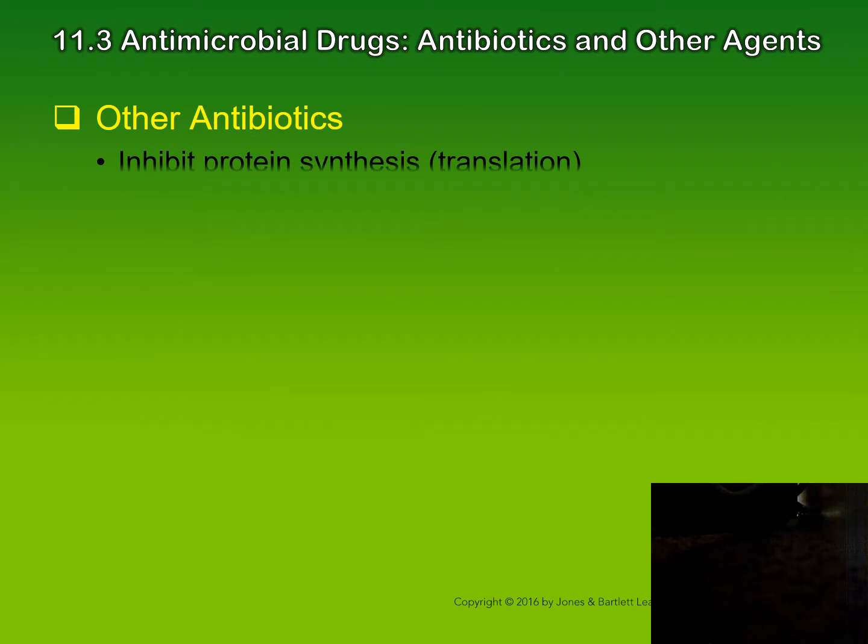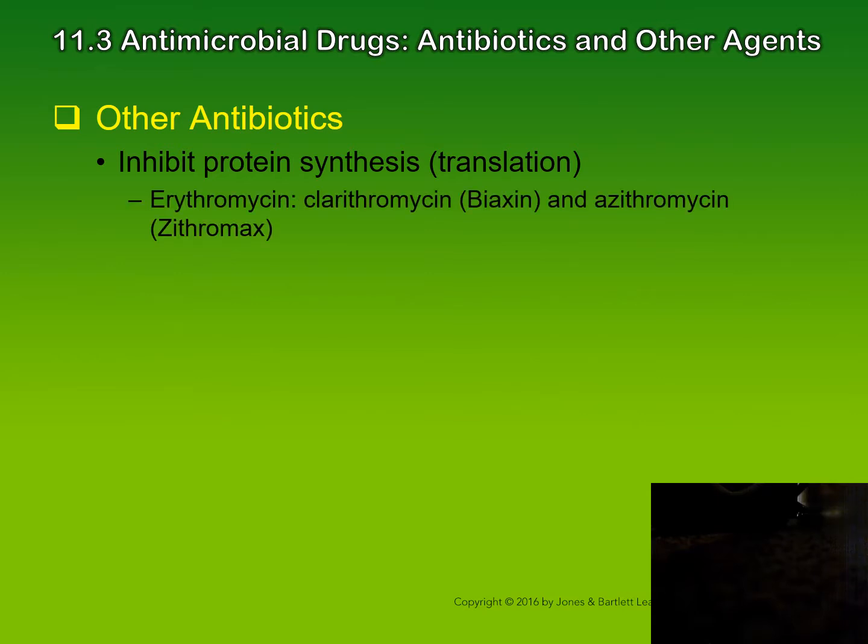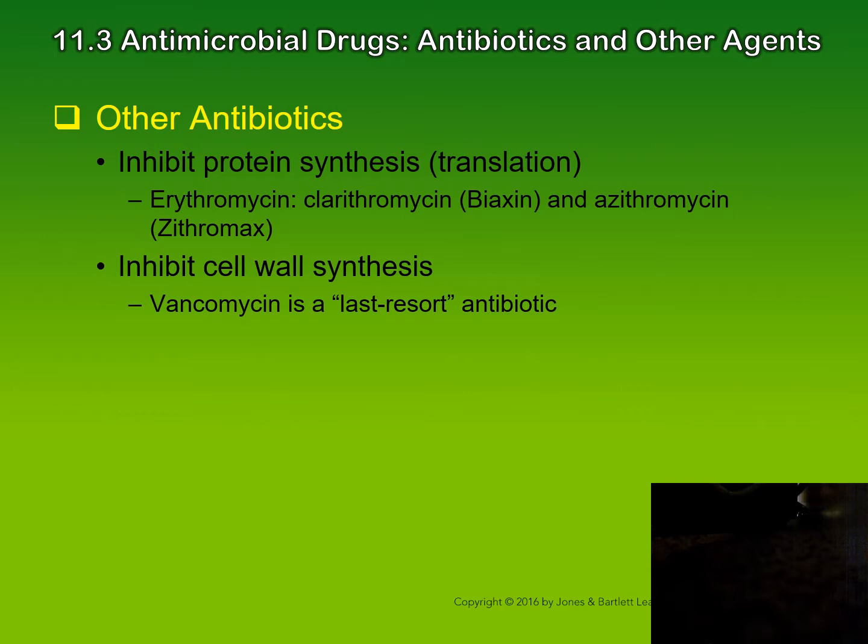So again, we can have antibiotics that are protein synthesis inhibitors, erythromycin, bacitracin, Zithromax. You can have cell wall synthesis inhibitors, vancomycin, which is your sort of last resort antibiotic. Okay, when a doctor gives out antibiotics, the very last thing they want to give someone is vancomycin because it needs to be the drug that's saved for the very last chance of having any antibiotic that will work.